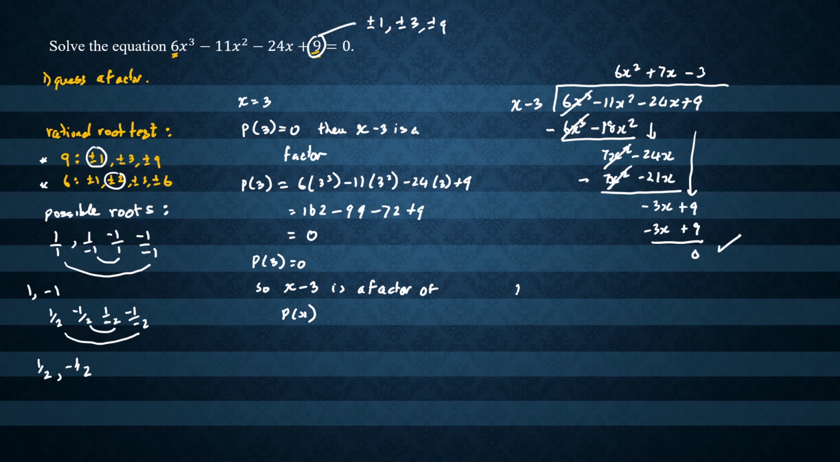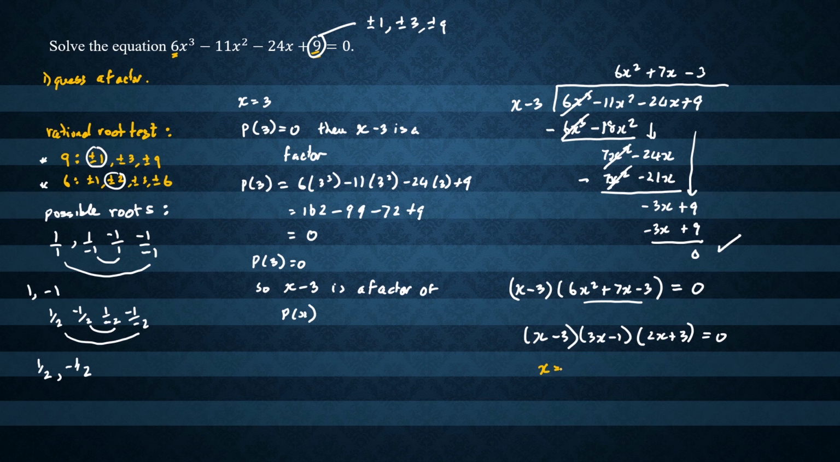So our factors so far are x minus 3 for the linear factor. And from the quotient, we have 6x squared plus 7x minus 3. And as we're solving the equation, we'll write equals 0. The quadratic factor can be factorized as (3x minus 1)(2x plus 3) equals 0. And we'll write the first factor, x minus 3 there. So the three roots will be x equals 3 from this first factor, and then 1/3 from the second factor, and -3/2 from the third factor. So those are your three roots.